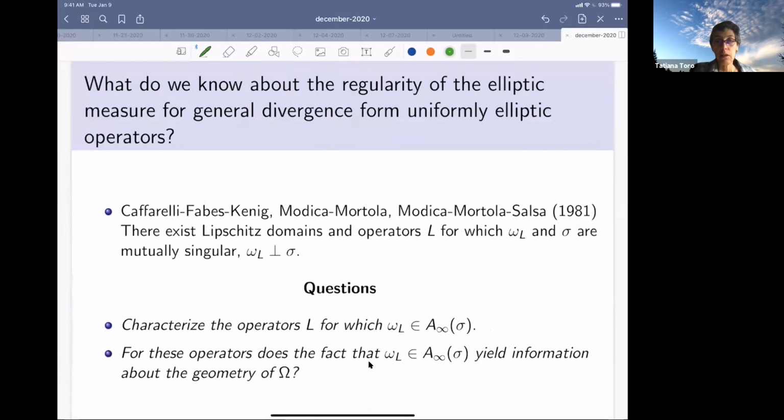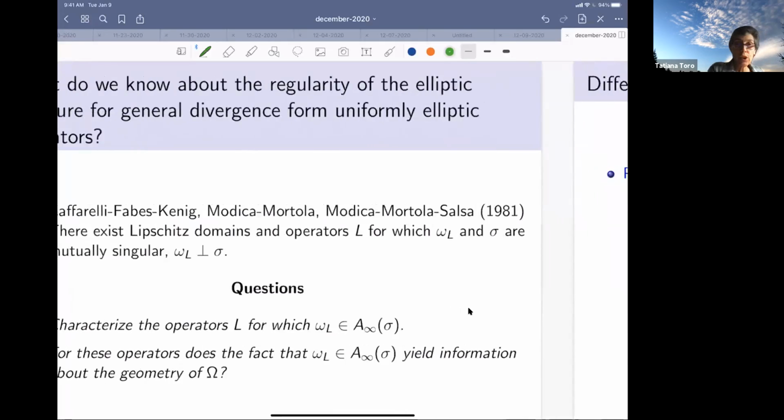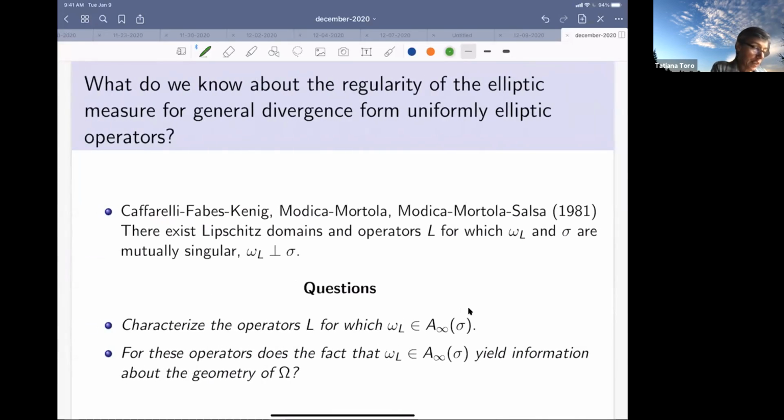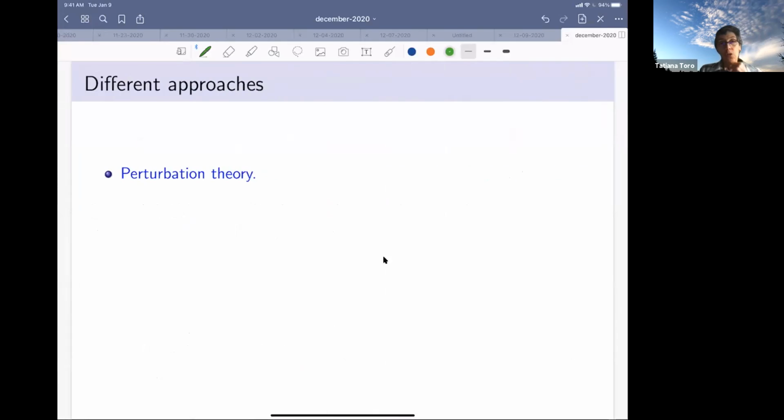Some of you might have heard me give talks about these lines, and this is the place where some of my talks diverge. In a different talk, I will be talking about the second question. Here we want to talk more about questions that come from the first question. This has created a number of different approaches, and the approach we're going to talk about is perturbation theory.